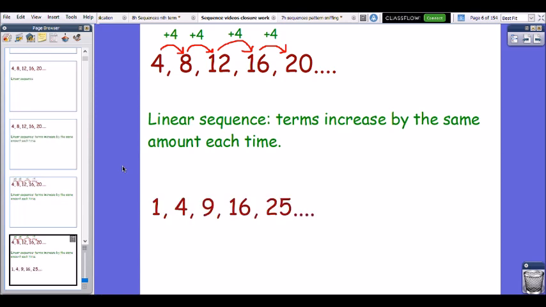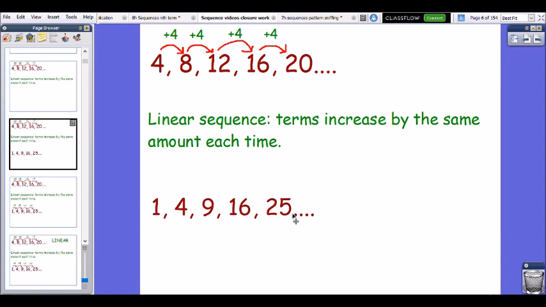Okay, what about this sequence of numbers? Do you recognize this sequence? Well, this sequence of numbers are our square numbers, because 1 squared is 1, 2 squared is 4, 3 squared is 9, and so on. So these are our square numbers. Now I'm going to ask you, is this sequence linear? Think back to that definition, pause the video if you need some time to think. Is this a linear sequence?